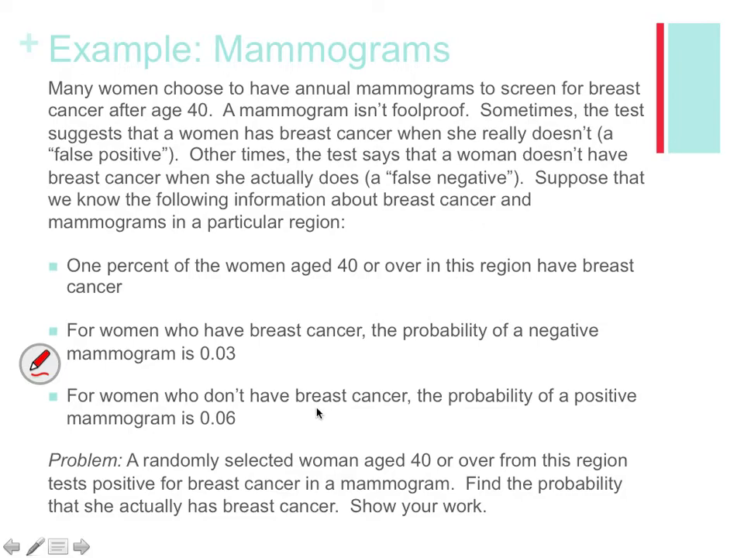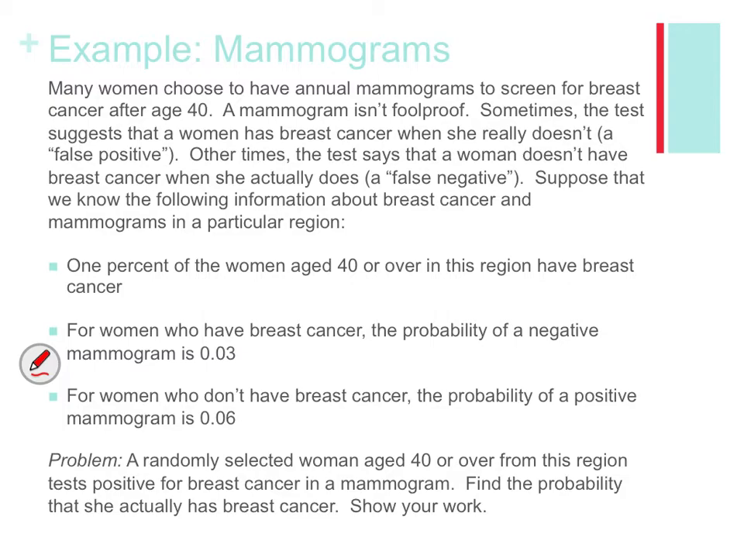Okay, so many women choose to have an annual mammogram to screen for breast cancer after age 40. A mammogram isn't foolproof. Sometimes the test suggests that a woman has breast cancer when she doesn't really. That's known as a false positive. Other times the test says that a woman doesn't have breast cancer when she actually does, which is a false negative. Suppose that we know the following information about breast cancer and mammograms in a particular region.